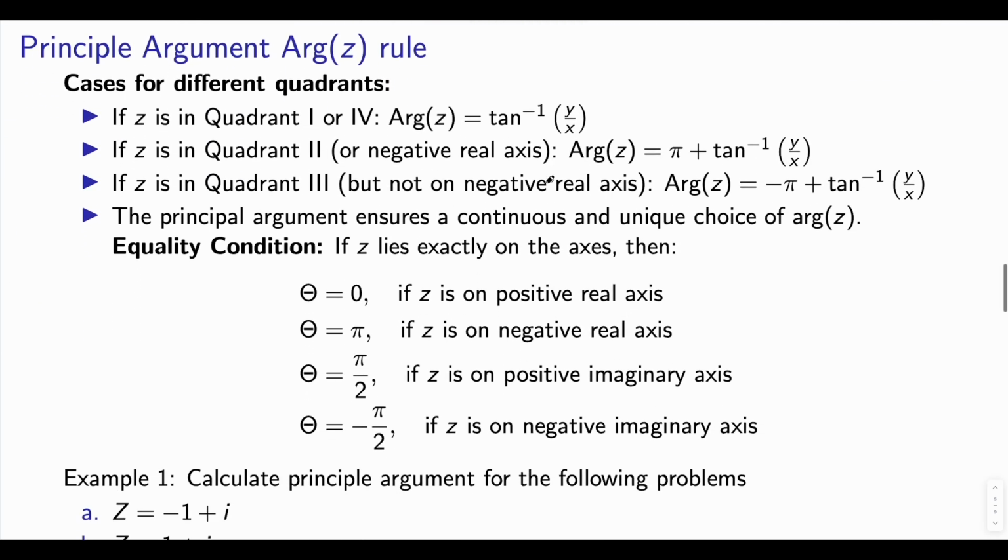Now let us understand the principal argument rule, how to calculate the principal argument. There are different cases. If z is in the first quadrant, then the principal argument is simply tan inverse y by x. If it is in the second or third, then we have to be careful. In the second quadrant, whatever you get, you have to add pi to get into the correct range, minus pi to pi. And if it is in the third, then you have to subtract pi from the argument so that you reach the correct principal argument. These are the equality conditions when capital Theta, the principal argument, has these values.